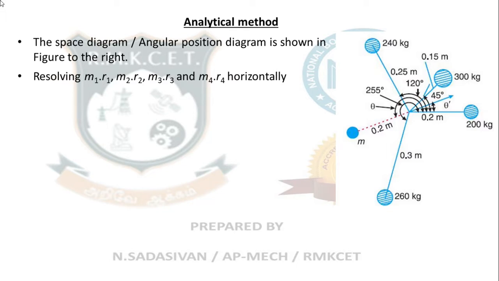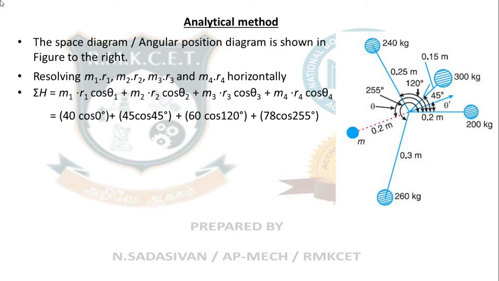So resolving horizontally. Horizontal forces: M1 R1 cos theta 1, M2 R2 cos theta 2, M3 R3 cos theta 3, M4 R4 cos theta 4. Substitute all the values, M1 R1 and theta 1, theta 2, theta 3, theta 4. Everything you substitute inside these numbers. M1 R1 we have already multiplied and kept the answers on the last page, right? So M1 R1, M2 R2, M3 R3, M4 R4.